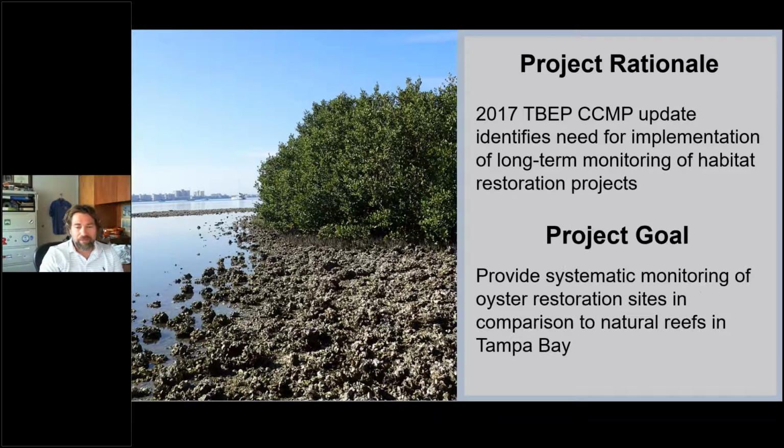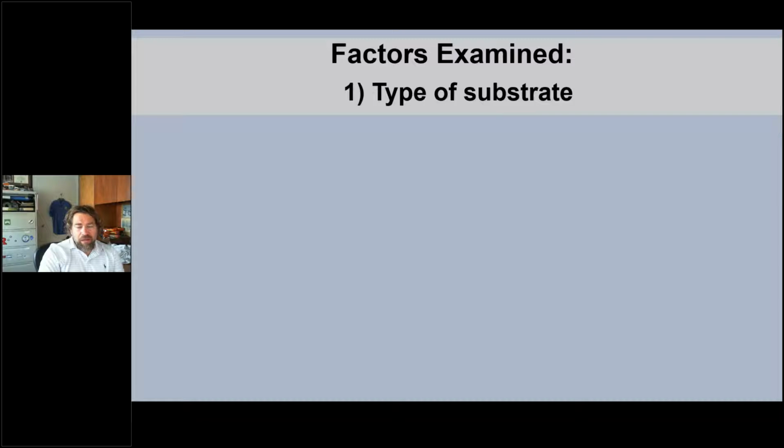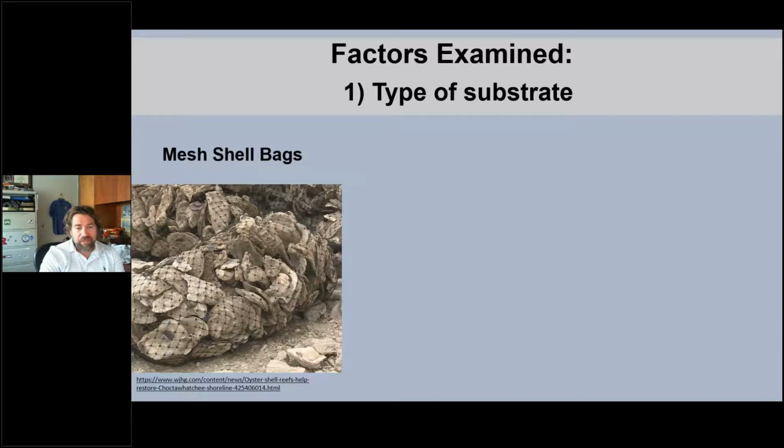The rationale behind the project was that the 2017 CCMP update identified a need for long-term monitoring on restoration projects. And so this was sort of an opportunity to do just that. Unfortunately, it's not long-term monitoring necessarily, but really setting the baseline for it and providing a systematic method to monitor oyster restoration sites and compare them to what's going on in natural reefs in Tampa Bay. So that was the overarching goal, and then hopefully this lays the groundwork for future long-term monitoring events.